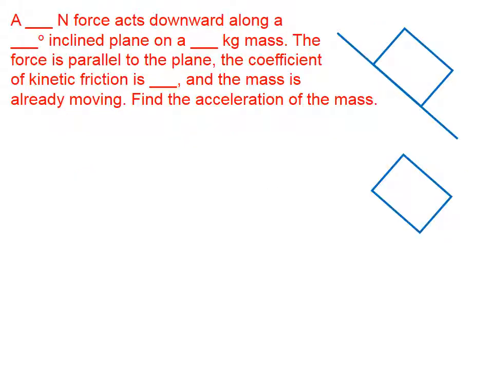Let's try another one. Now we have a force that acts downward along a so many degree inclined plane on a so many kilogram mass. The force is parallel to the plane, the coefficient of kinetic friction is given, and the mass is already moving. So we don't know how fast it's moving, but we do know that it's moving, and we want to find the rate at which its velocity is changing, namely its acceleration. So let's draw a free body diagram. There's the applied force. We're told that it's parallel to the plane.